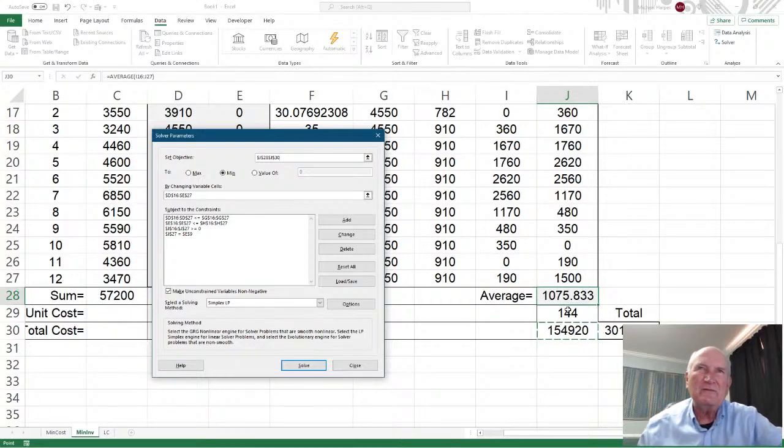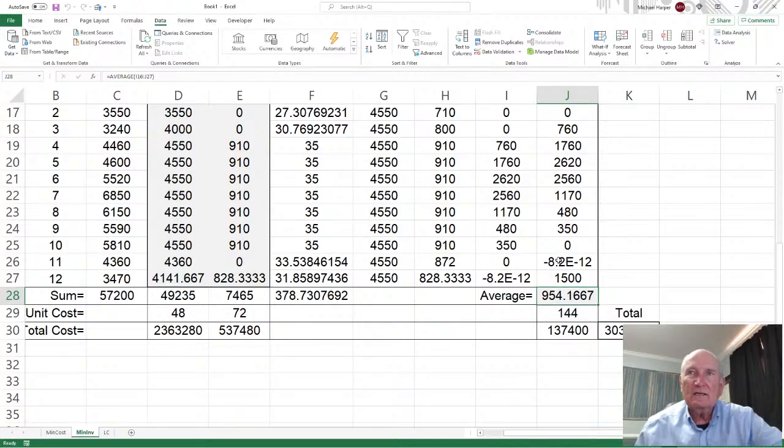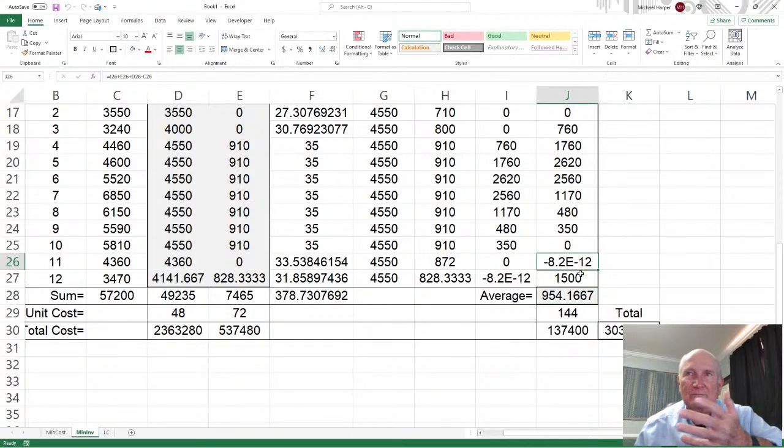But now they said minimum inventory. Nah, let's do minimum average. Okay, it's not minimum cost of inventory, it's the minimum inventory. Let's solve this thing and see what happens. It found a solution, and I think we mentioned this. This is e to the 10 to the minus 12th. So this is for our data.